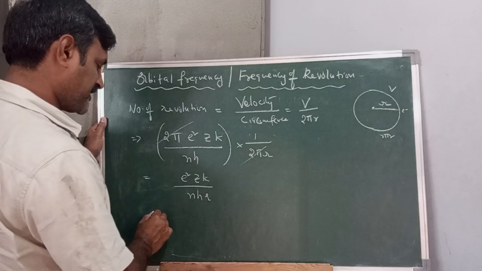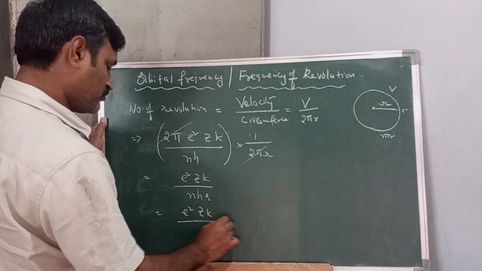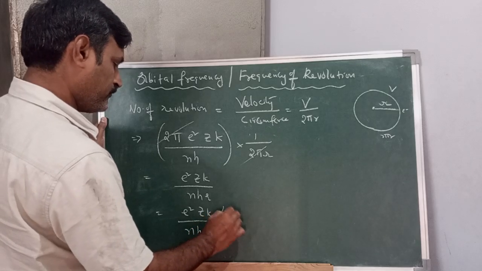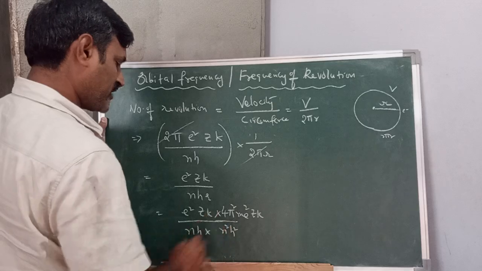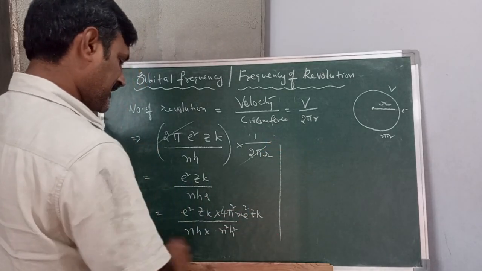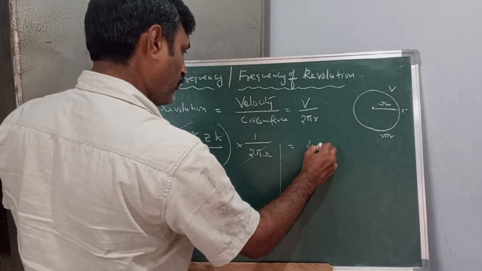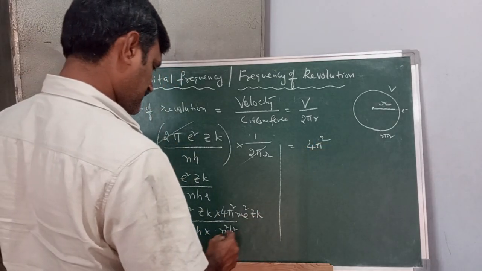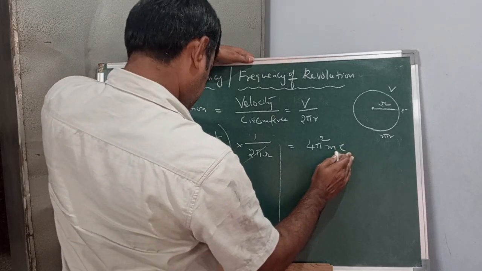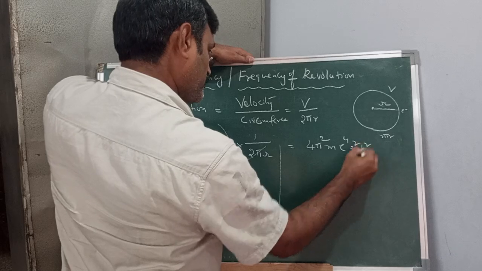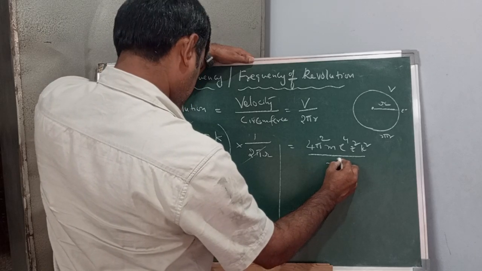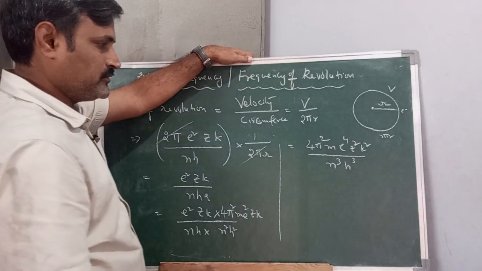But we know the radius expression. What is the radius expression? Substituting the radius formula, n square h square by 4 pi square m e square z k, in this for the nth orbit, what we get is equal to 4 pi square m e power 4 z square k square divided by n cube h cube.